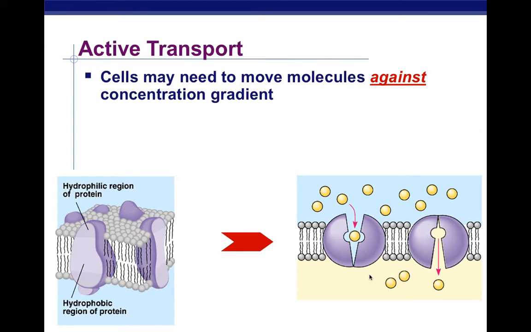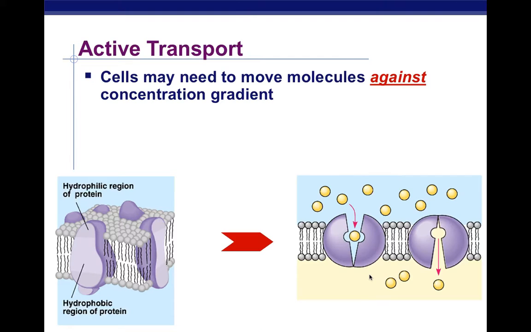Now, what if you have a scenario where the cell needs to get all of something out of the cell or all of something into the cell? Regular diffusion always leads to equilibrium, which means you have an equal amount of molecules or atoms on either side of the cell membrane. Well, what if it's waste? You want all of it out. What if it's food? You want all of it in. So then we're going to need something called active transport. This is when you're moving molecules against that concentration gradient. So this is where you're going from where there are less to where there are more.